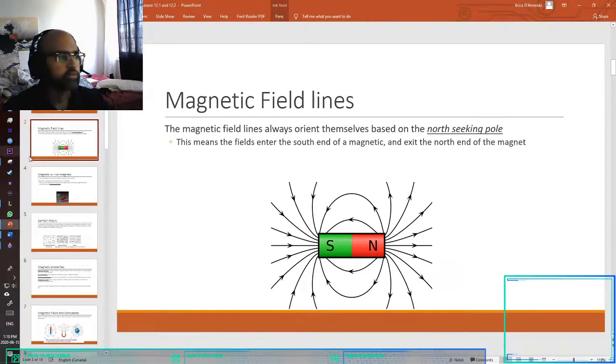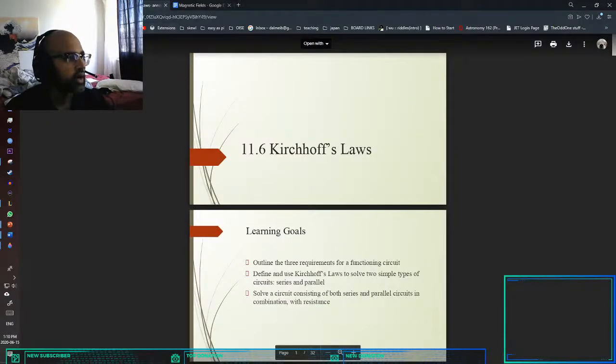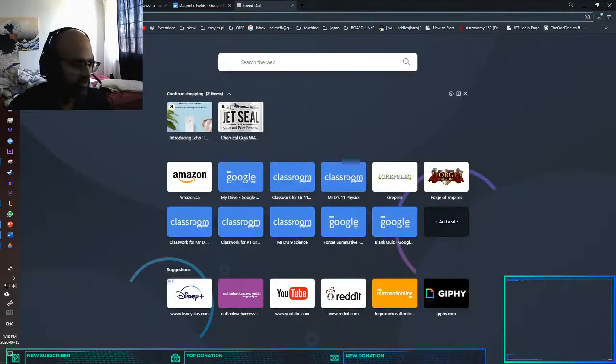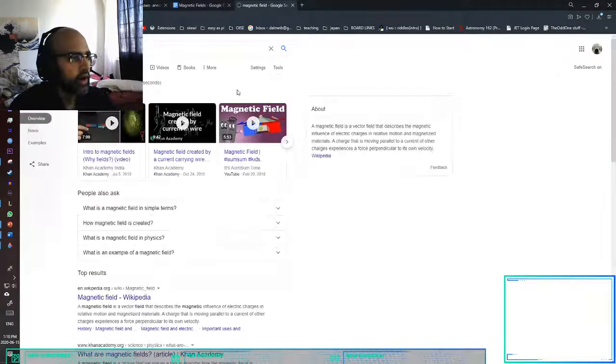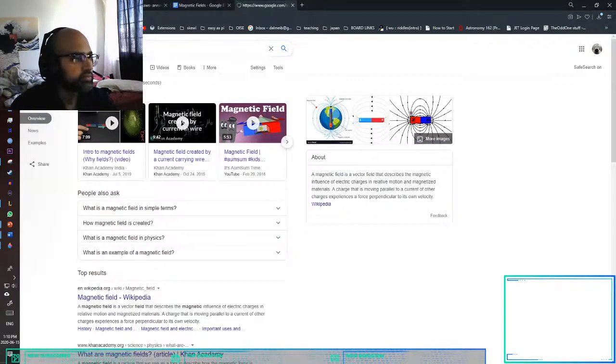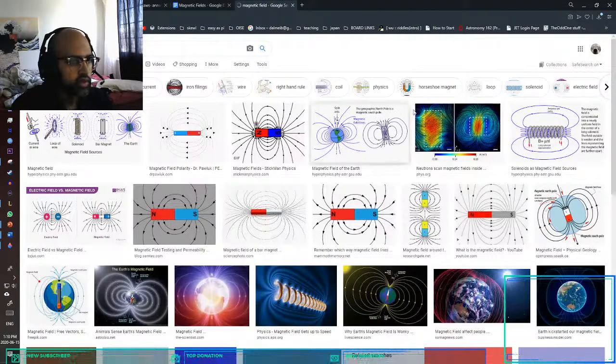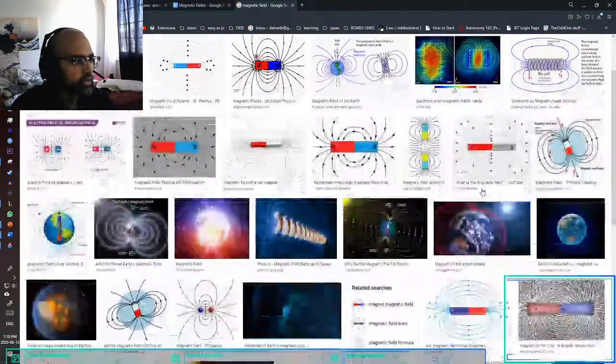And maybe you've seen this before. I thought I pulled up some photos, but I guess I didn't. Let's just pull up some photos of magnetic field lines. There's a really good animation I saw earlier today. I think this one's good.